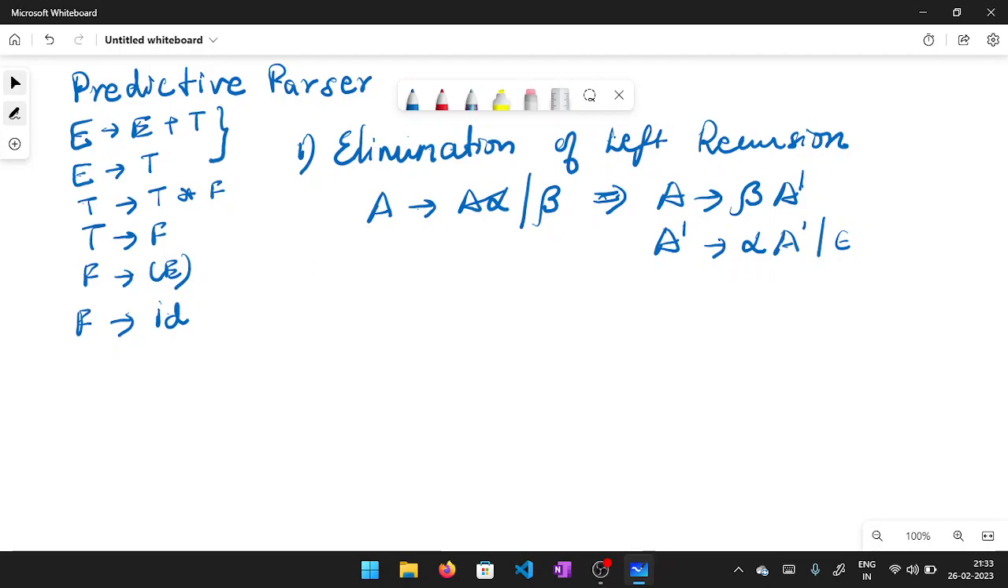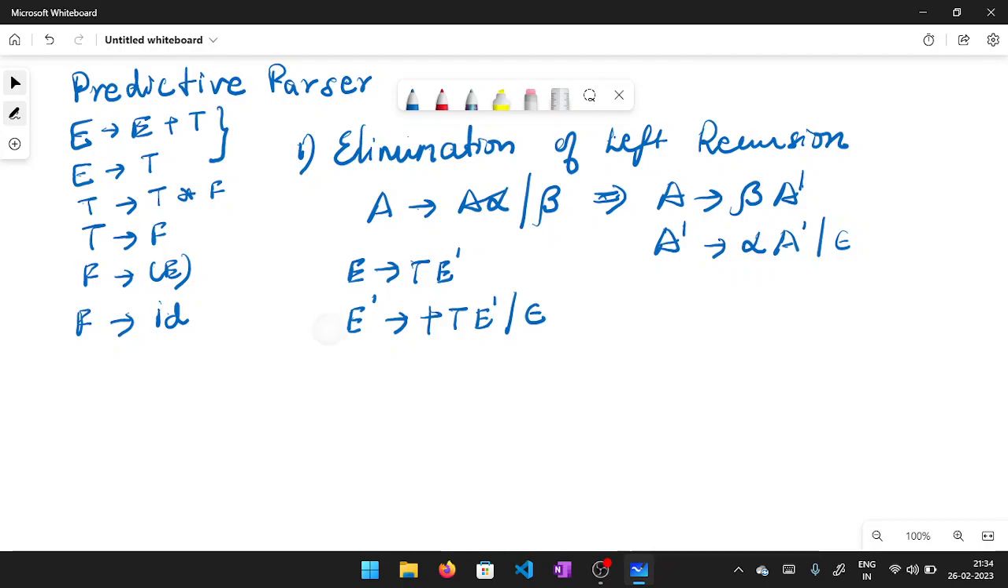First let us take the two productions E tends to E plus T, E tends to T. Here A is E, alpha is plus T, and in the production E tends to T, beta is T. After we eliminate the left recursion, we get E tends to beta E dash, that is T E dash, and E dash tends to alpha, that is plus T E dash, and E dash we have introduced, so we will have epsilon.